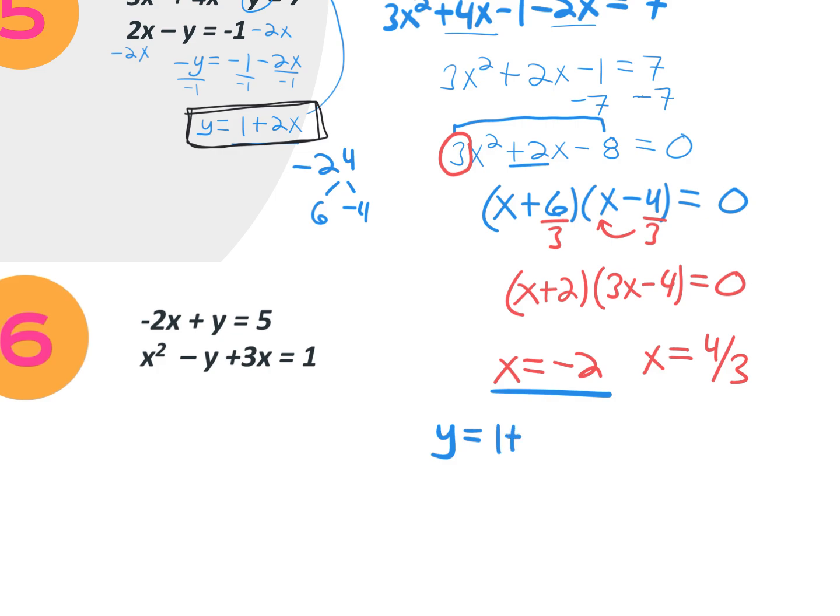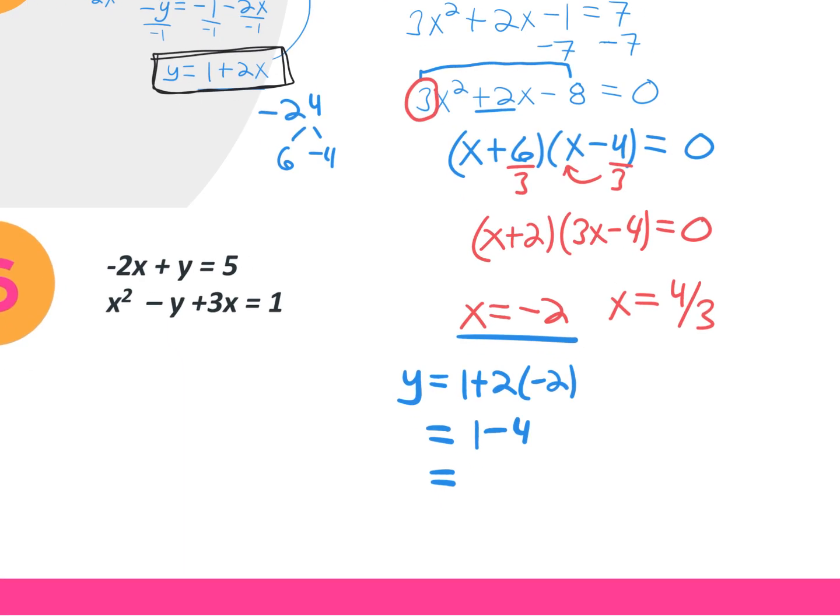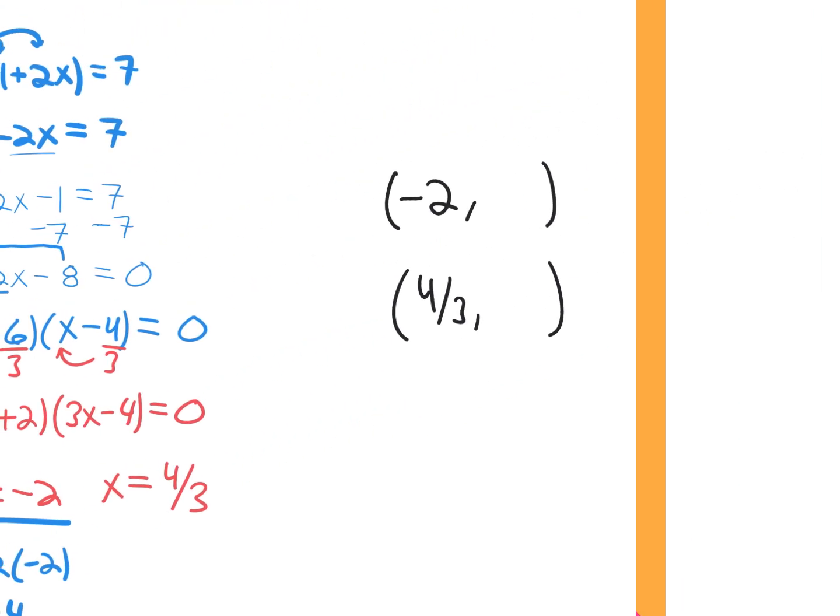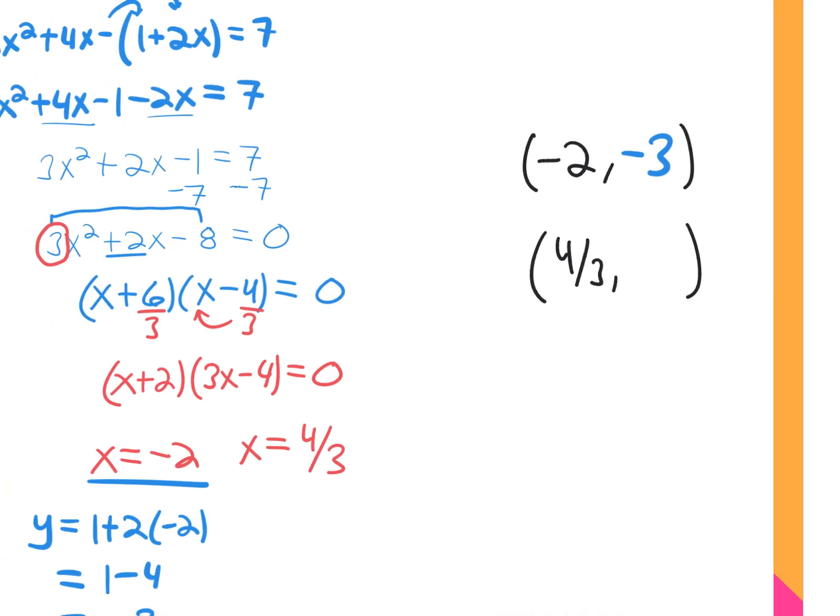So y equals 1 plus 2 times negative 2, right? And then what does that get you? 1 minus 4, so what does that get you? Negative 3, right? Good. So that means with the negative 2, our answer is going to be negative 2 comma negative 3. All right, good with that one?